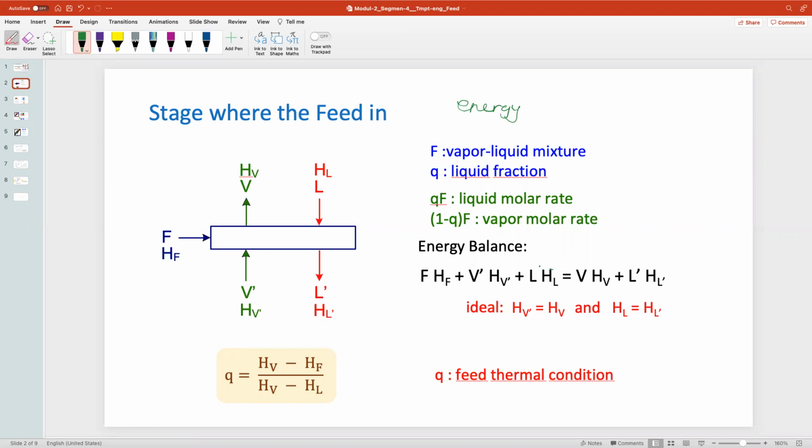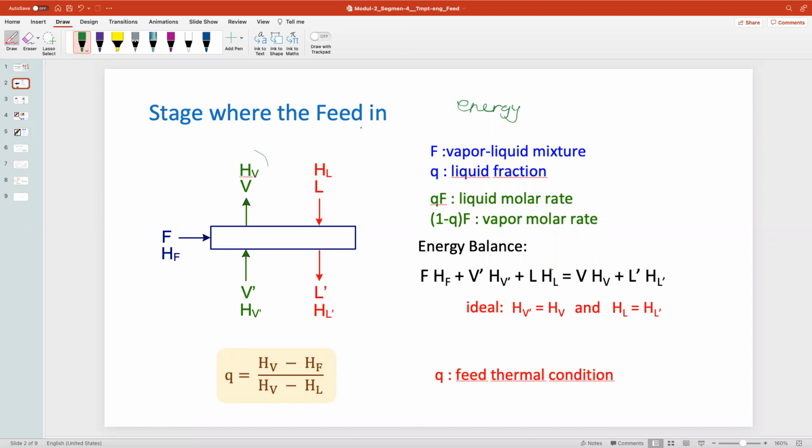So let's look at the energy balance. That's equal to the one that goes out over here and also the one that goes out over here. Okay, so this is the energy balance, and if it's ideal, the enthalpy of vapor, because this is quite similar temperature, not much difference, then the HV is equal here, and also the enthalpy of those liquids.